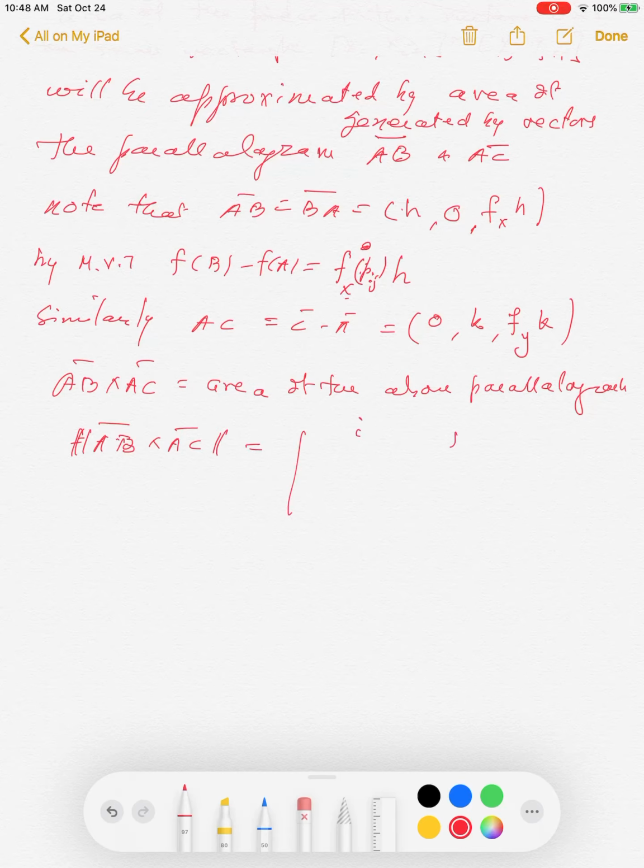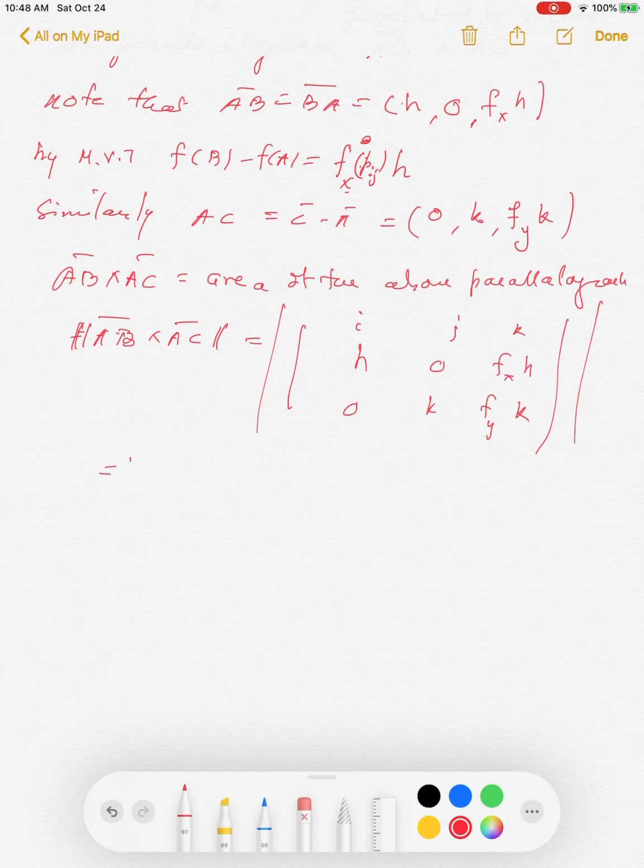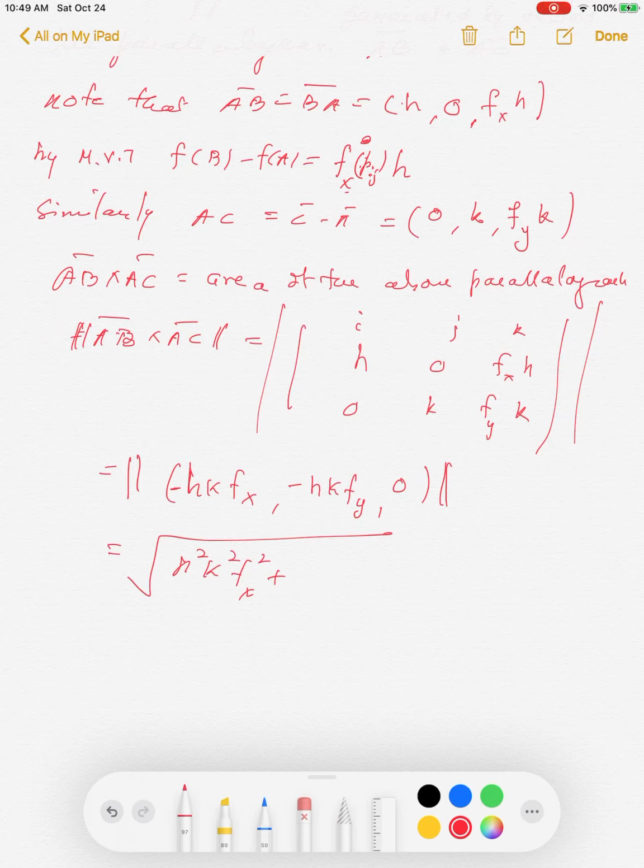Remember, the norm of the cross product is always the area of the parallelogram, and so this is going to be i, j, k. Let's take the norm later, or maybe I can put an absolute value. Then you are going to have the rows h, 0, fx h; and 0, k, fy k. So if I compute, this is going to be the norm of the vector (-hk fx, -hk fy, hk). And so this norm turns out to be root of h square k square fx square plus fy square plus 1.